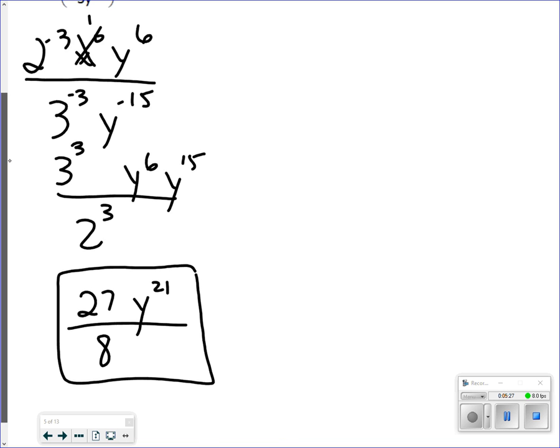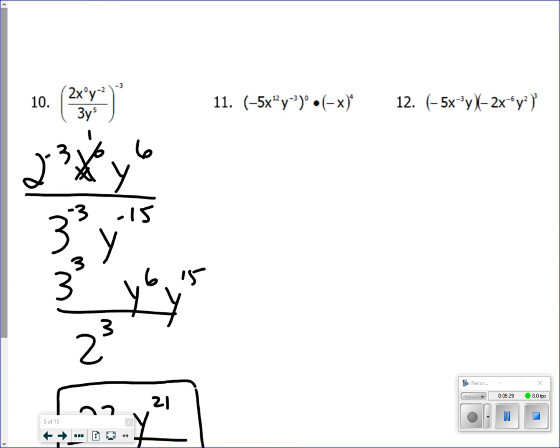Scrolling back up here. There you go. Anything in a parenthesis raised to an exponent, including the negative sign. Now, this one, everything's going to be to the 0 power. So if I truly wanted to write this out, it would be negative 5 to the 0, x to the 0, y to the 0, which makes 1 times 1 times 1, which is just 1.